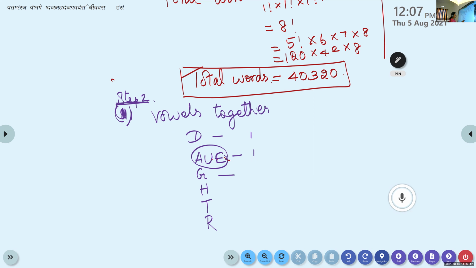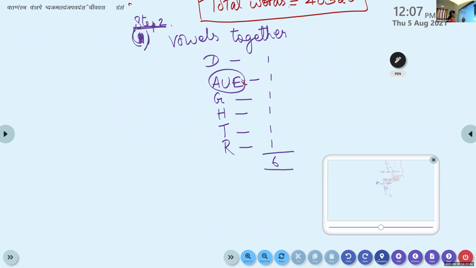So G comes once, H comes once, T once, R once. D once, AUE once, G once, H once, T once, and R once. If you count it, we'll be getting a 6-letter word.